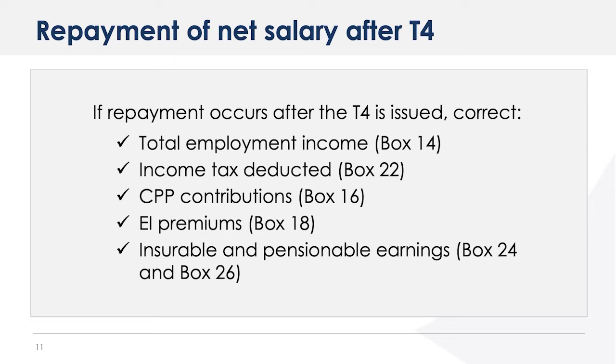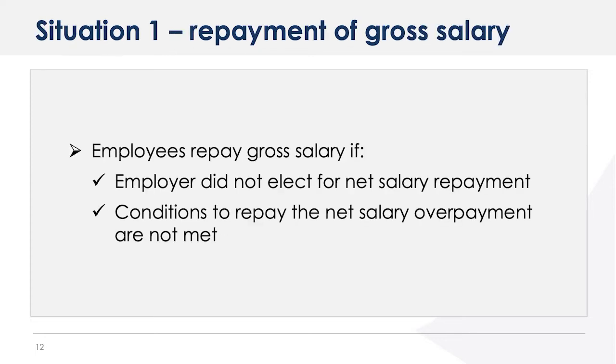Whether the employee's earnings are corrected before or after the original T4 is issued, if the corrected earnings are above the maximum insurable pensionable earnings, the employer must still ensure that the maximum insurable pensionable earnings, as well as the corresponding EI and CPP deductions, are reported on the employee's T4. Now that we've gone through how the repayment of net salary works, we can move on to how and when you would handle a gross salary correction.